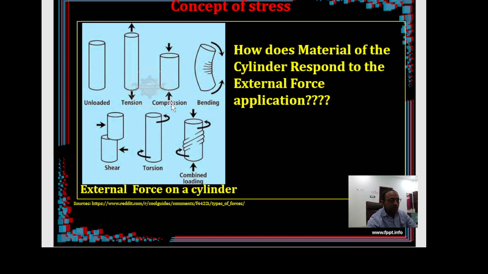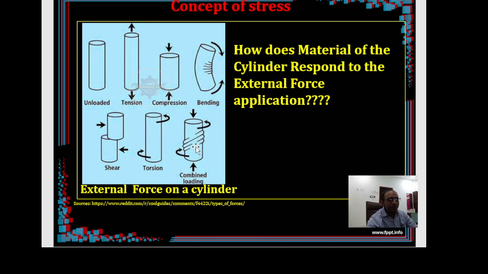Then it is subjected to compression, or it may be subjected to some kind of bending like this. Both ends you can bend like this. This is one type of loading. Or forces can be applied by applying a shearing force, such as to cut off these two parts. Then the cylinder is subjected to shear force, or it may be subjected to some twisting moment or torsion such as this, or you may apply any one of these combinations. As you are seeing here, any one of these combinations might be acting on a particular cylinder.